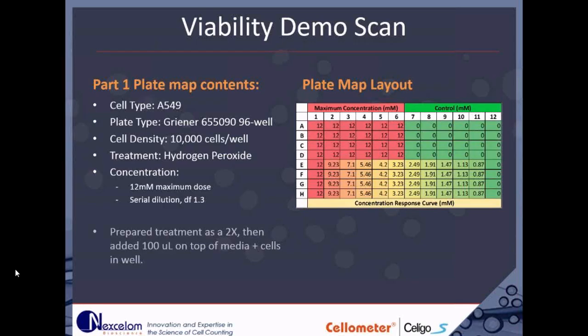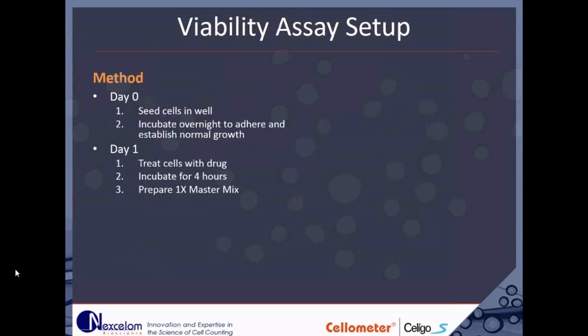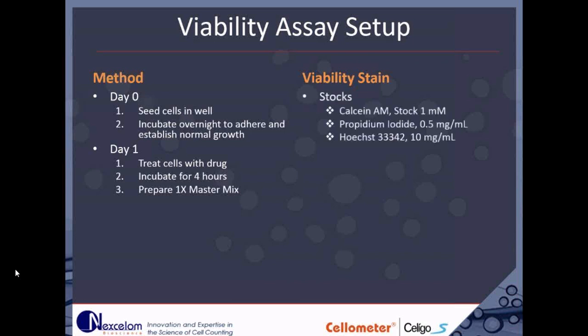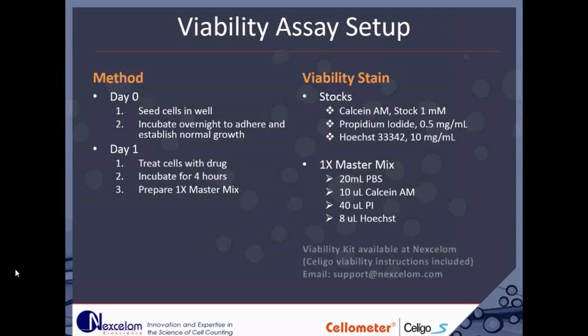I prepare my treatments at 2X, and then I add it on top of the media. I let it incubate for 4 hours on the cells, and then after the 4-hour treatment, I prepare a master mix of my viability dyes. So what's in this master mix? Basically the viability staining is, again, calcein AM, propidium iodide, and Hoechst. Here are the stocks. And this is the master mix that I used for this experiment. I would recommend doing a titration for your cell type and treatment to see if this is the right concentration.